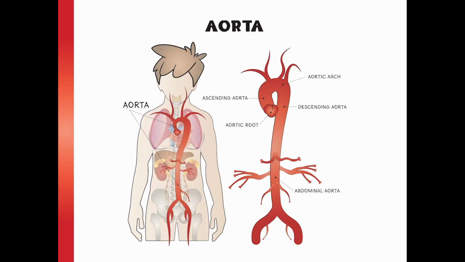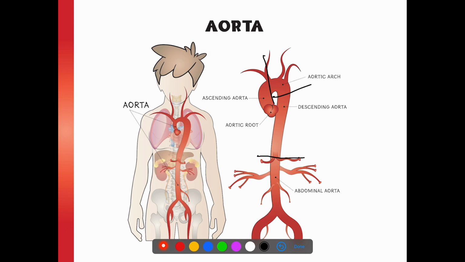The aorta is the largest vessel in the human body, and it is an artery. So it's carrying blood away from the heart. The aorta is going to branch off the heart, as you can see here, from that left ventricle at this aortic root. We actually divide the aorta into subsections so we can label specific parts of the aorta.